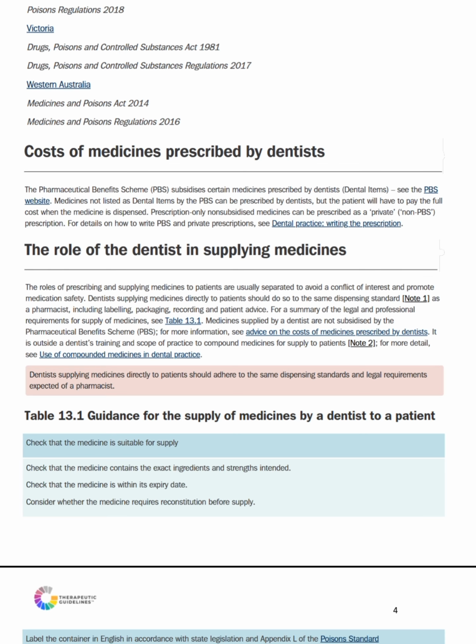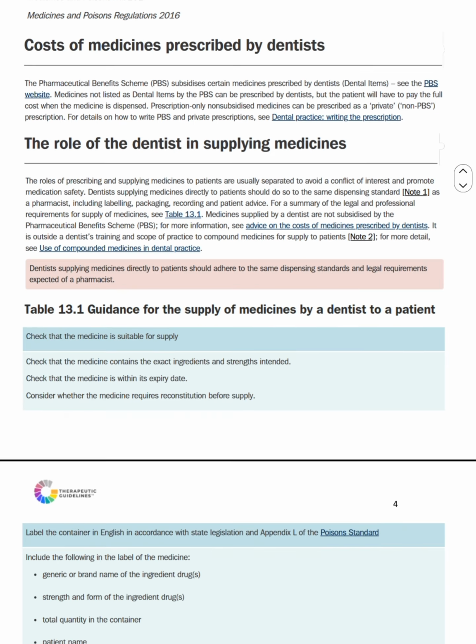Now, for a summary of the legal and professional requirements for supply of medicine, we will see Table 13.1, which gives us the guidance for the supply of medicine by a dentist to a patient. What we need to do? We need to check that the medicine is suitable for supply. Then we need to check that the medicine contains the exact ingredient and strength intended. Check that the medicine is within its expiry date, and consider whether the medicine requires reconstitution before supply.